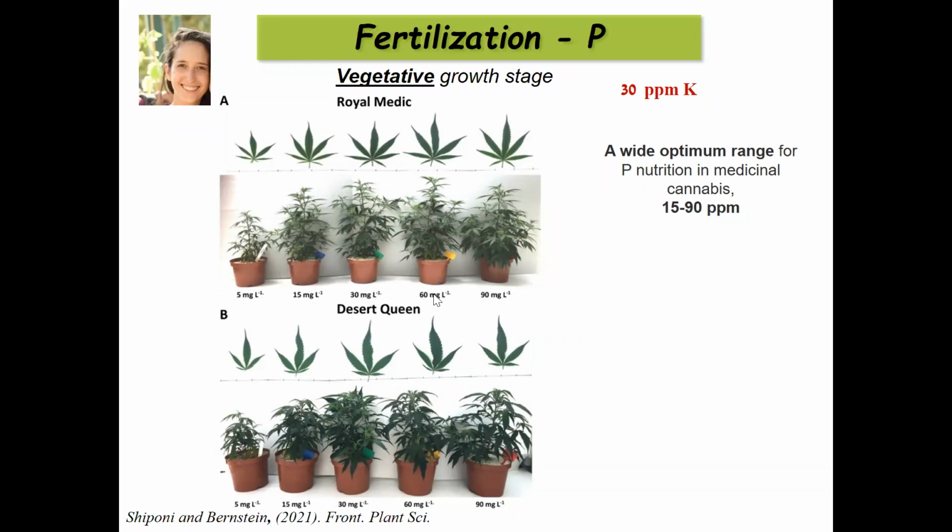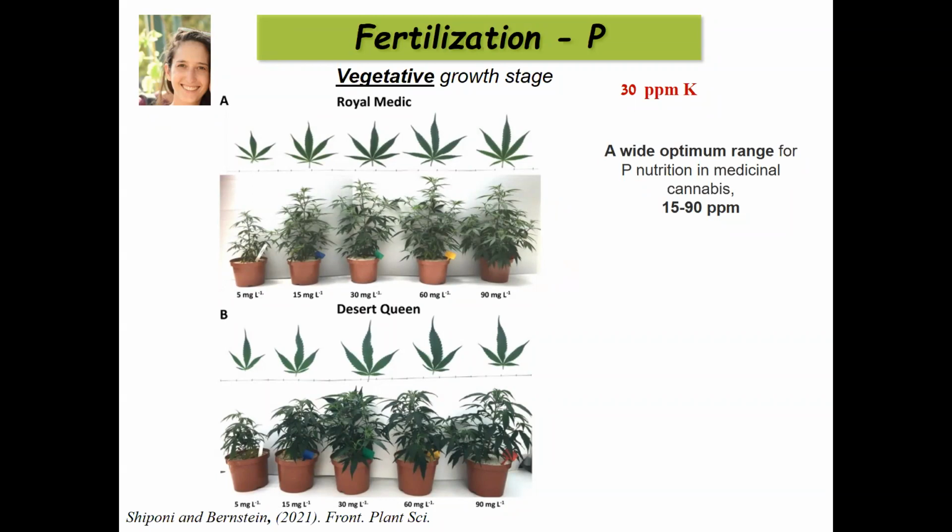When we look at the range from 5 to 90 ppm phosphorus, we again see that 5 was a little bit on the low side. 15 was kind of borderline, and we really saw a very wide optimum range for phosphorus nutrition in cannabis. We definitely did not see any toxicity, but also we did not see any benefit to going above 30 ppm. I want to remind you that this is giving constant concentration throughout the flowering period, other than the flushing, other than irrigation without the nutrients at the end.